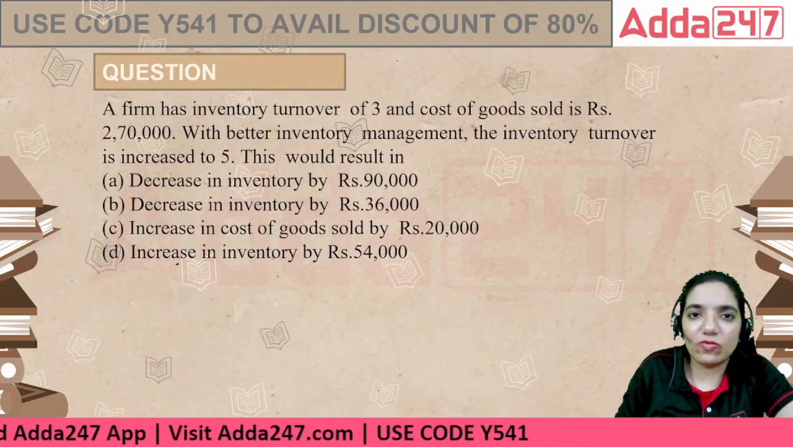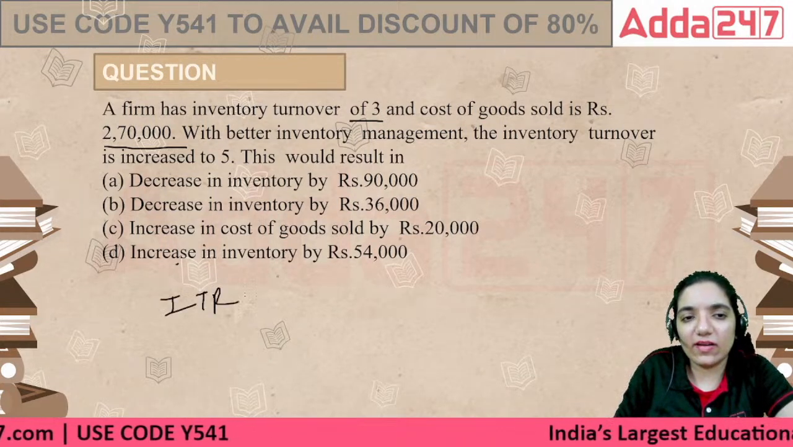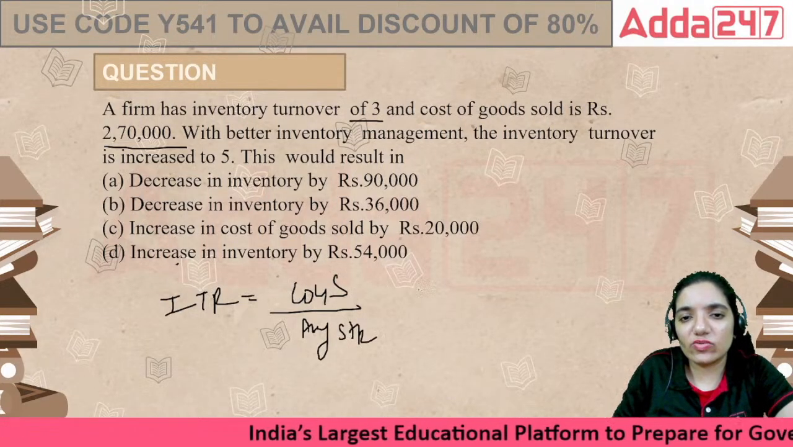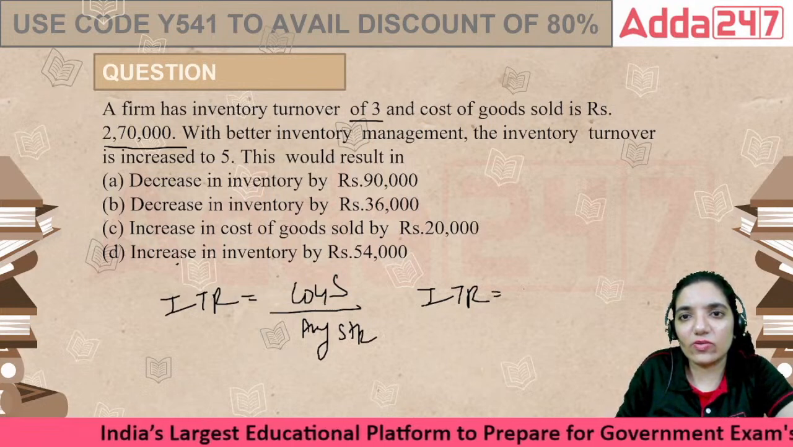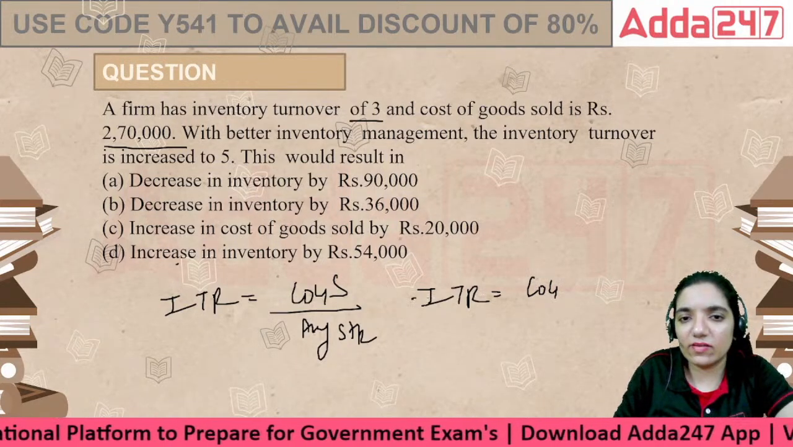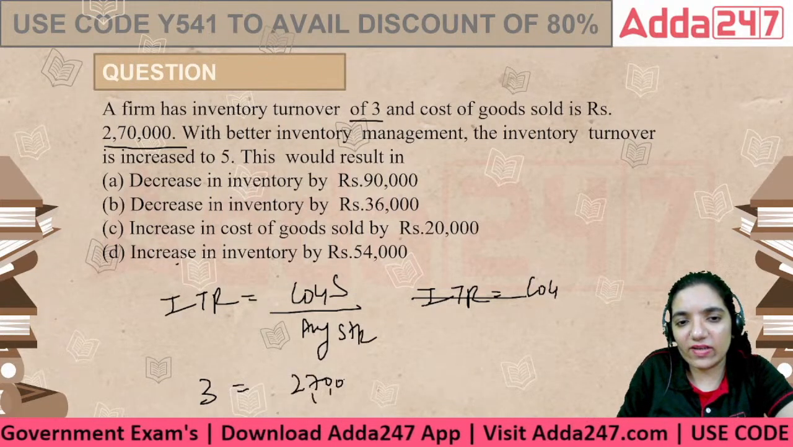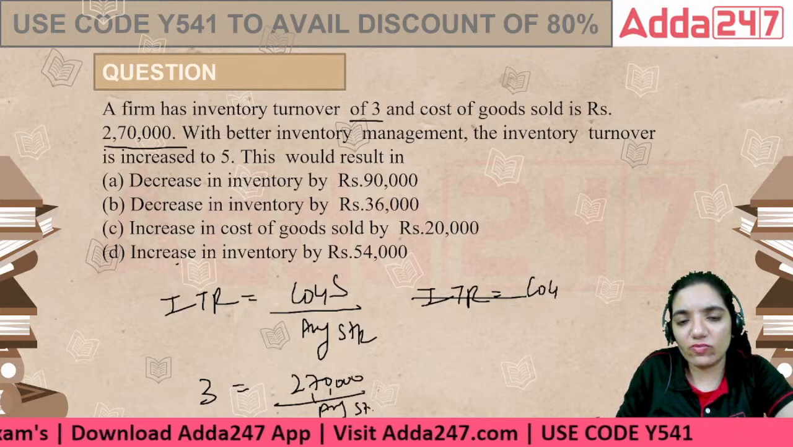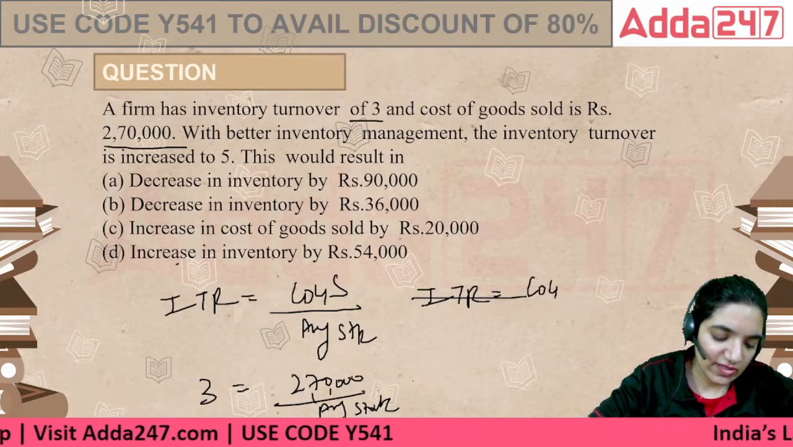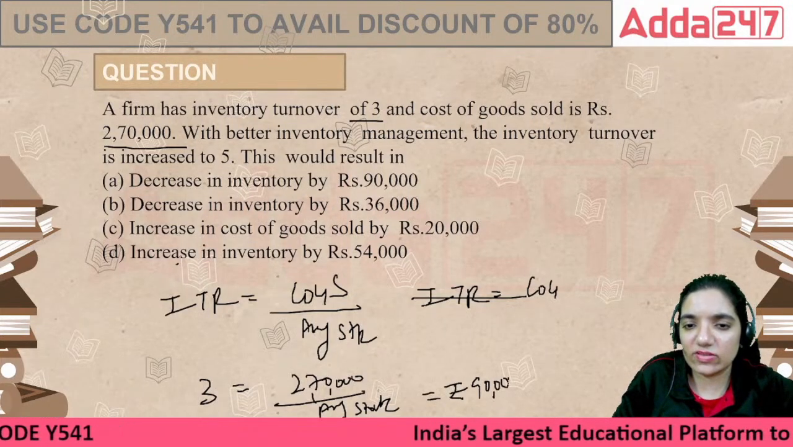A firm has an inventory turnover of 3, the cost of goods sold is given. Now the question says ITR is equal to COGS upon average stock. The COGS is given as 2,70,000. So 3 is equal to 2,70,000 divided by average stock, which is not known to us. So what would be the average stock? It would be 2,70,000 divided by 3, that is, average stock is equal to rupees 90,000.